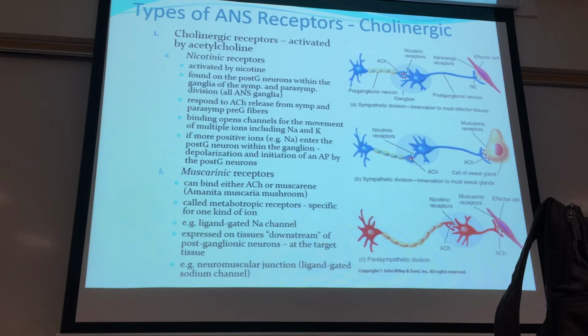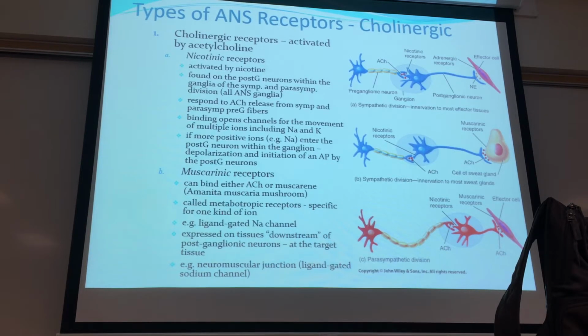mushroom. And in all of these pathways, whether they're the nicotinic receptors or the muscarinic receptors, they're all going to result in depolarization. And typically those are going to involve the movement of sodium into the next target tissue, whether it's going to be the postganglion or the target tissue itself.